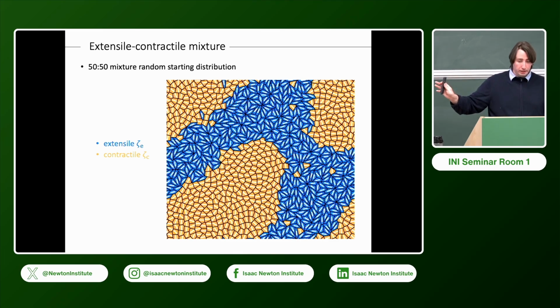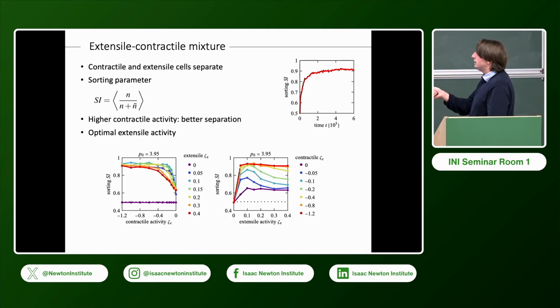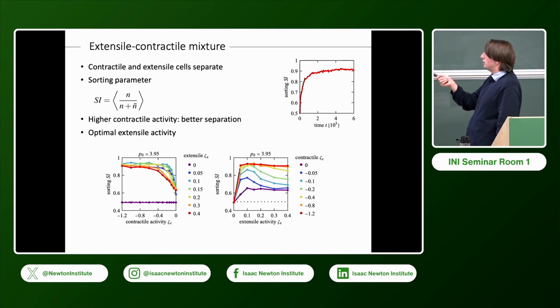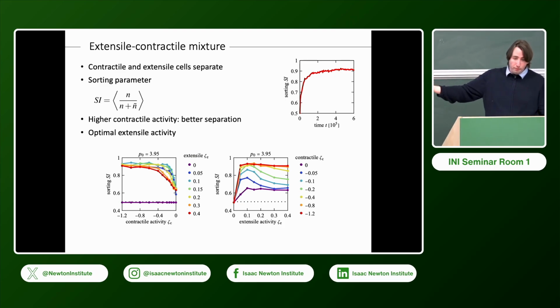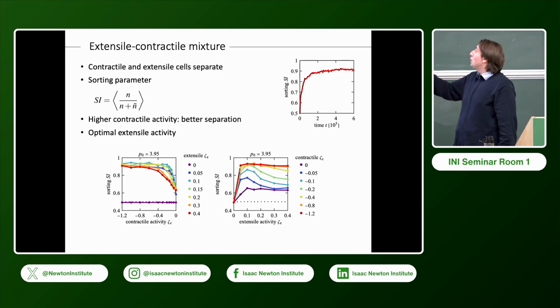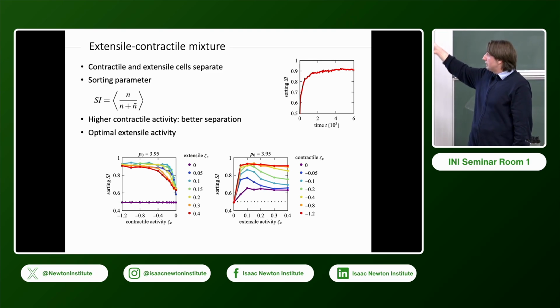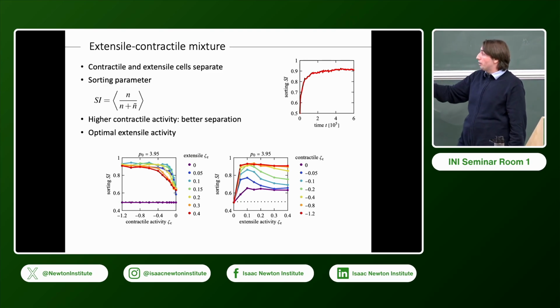So you end up with one connected region of all the contractile cells, and one connected region of all the extensile cells. To quantify this, we can measure the sorting parameter, the number of like neighbors of a cell divided by the number of like plus unlike neighbors of the cell, and here it's plotted over time. It goes quite slowly, but it does eventually reach 0.9, so the system does phase separate fully.